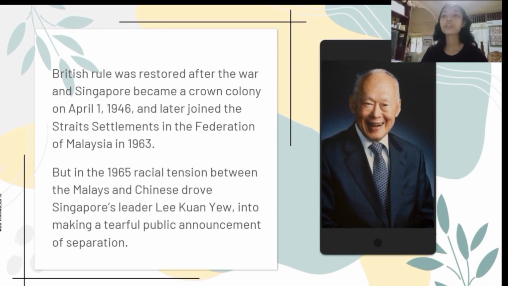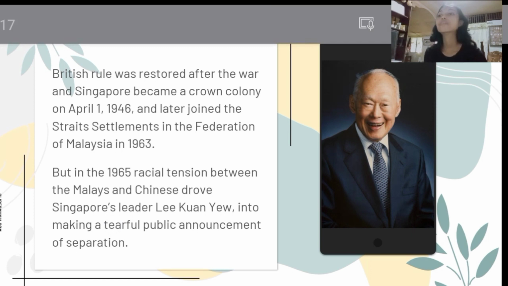British rule was restored after the war, and Singapore became a crown colony on April 1, 1946, and later joined the Federation of Malaysia in 1963. However, in 1965 racial tension between the Malays and Chinese drove Singapore's leader Lee Kuan Yew into making a tearful public announcement of separation. Because Singapore and Malaysia were joined in the Federation of Malaysia way back in 1963, we can see that Singapore is ethnically diverse.